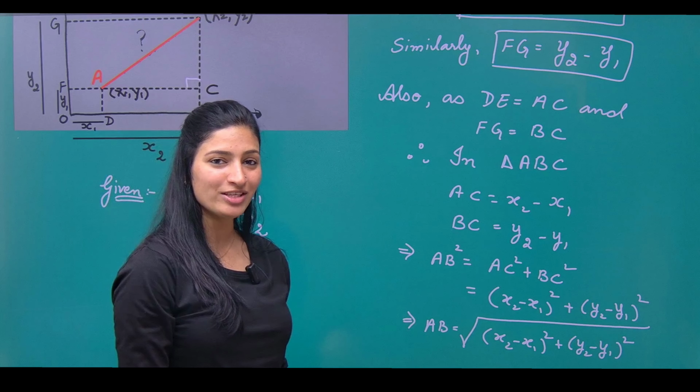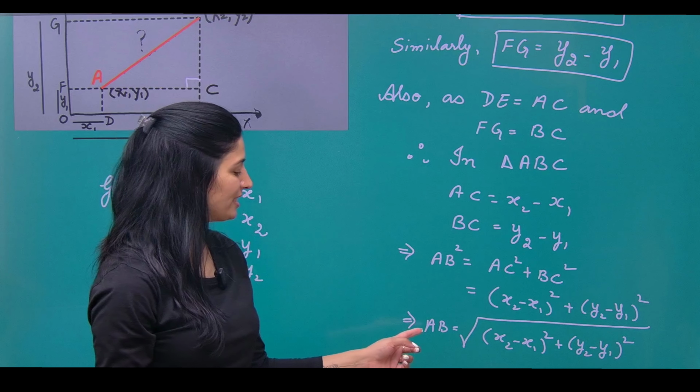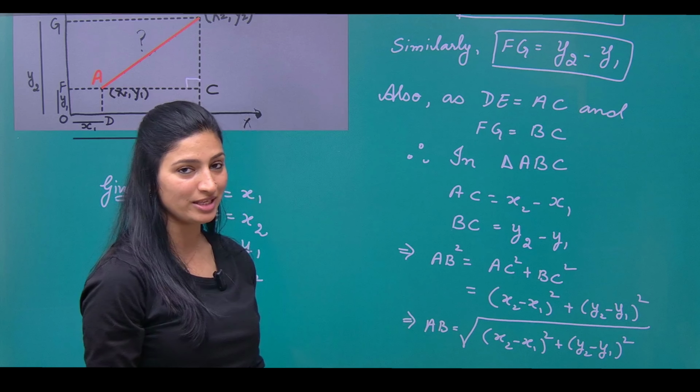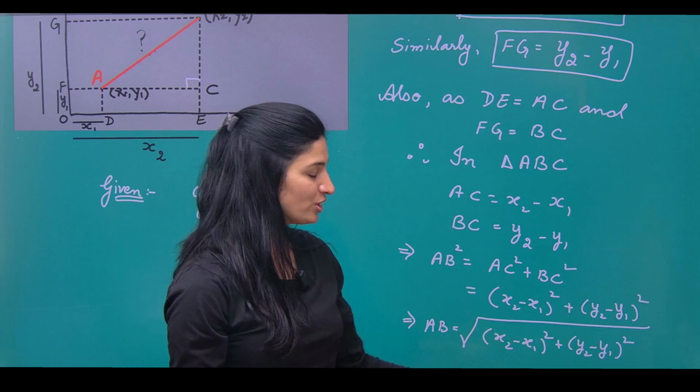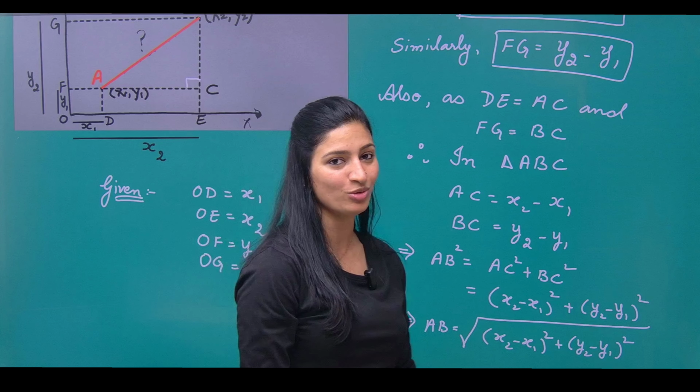So here is the derivation of the distance formula, where the line segment joining 2 points A and B is given by the whole root of x2 minus x1 whole square plus y2 minus y1 whole square.